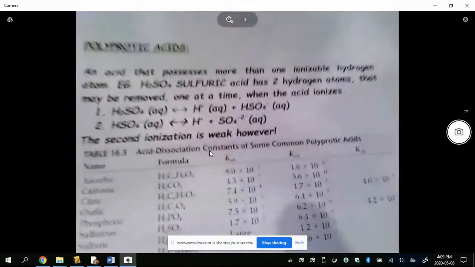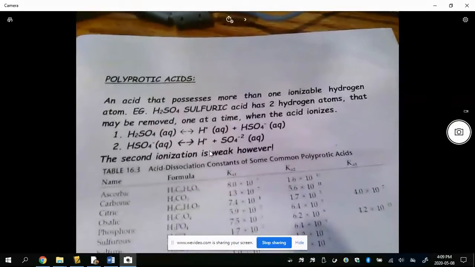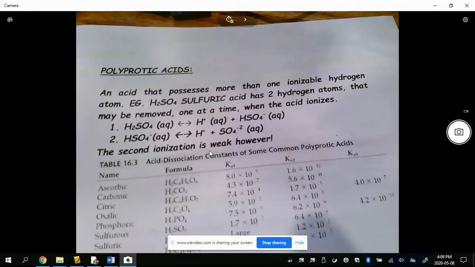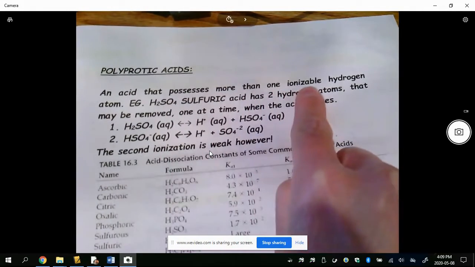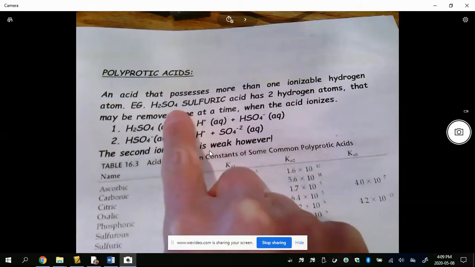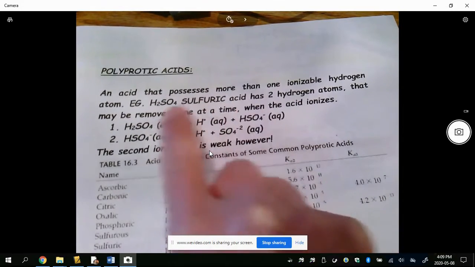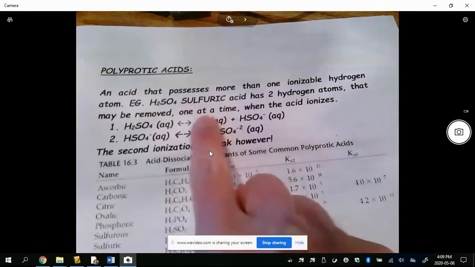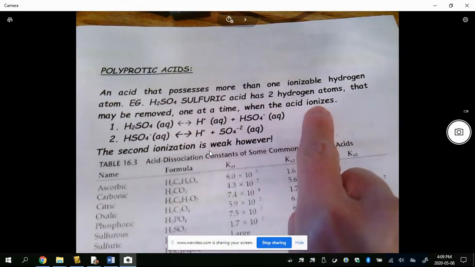Okay, so here's part 2 of 8.4. We're going to talk about polyprotic acids. What are they? They're basically an acid that possesses more than one ionizable hydrogen. For example, H2SO4, sulfuric acid, has 2 hydrogens, so they can be removed one at a time when the acid ionizes.